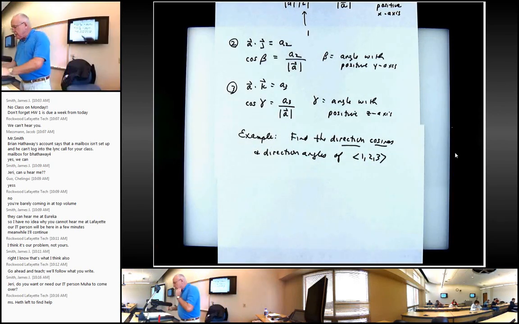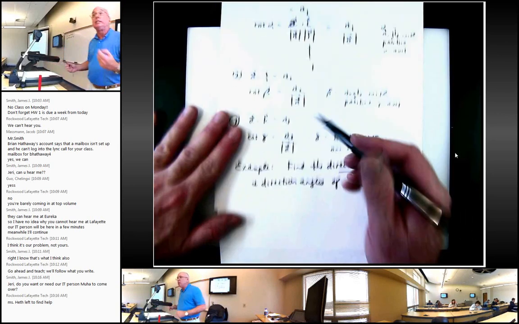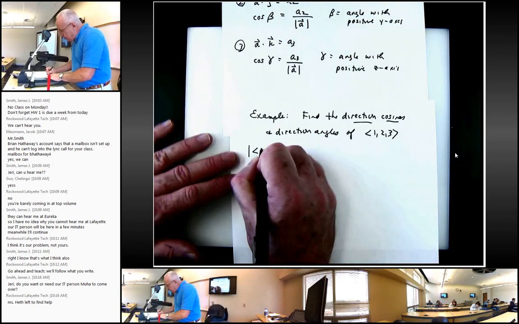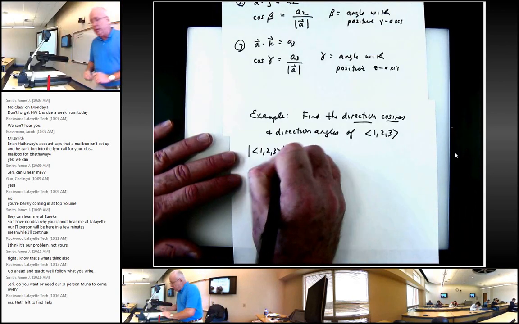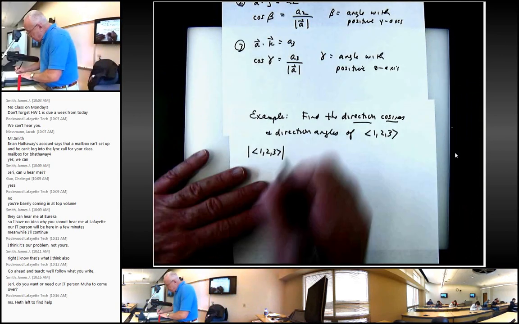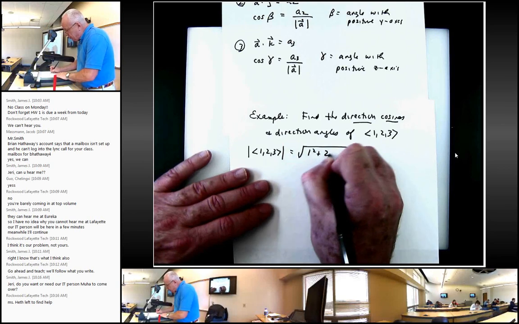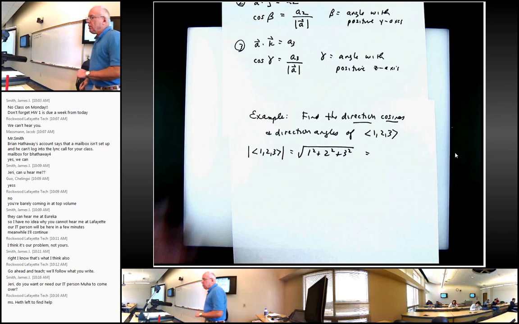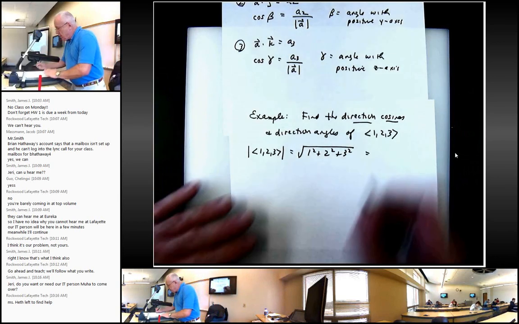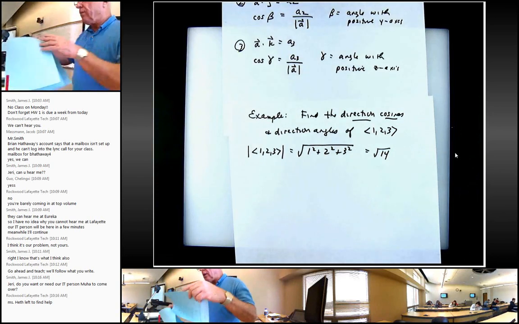So we know that one thing that we need in all of these formulas is the magnitude of that vector. That's what goes in the denominator. So let's figure that out right away. The magnitude, putting the absolute value around it, is the square root of the sum of the squares. So that's the square root of 1 squared plus 2 squared plus 3 squared, which is the square root of 14. So that's the magnitude of the vector, and we'll use that in all three of these formulas.